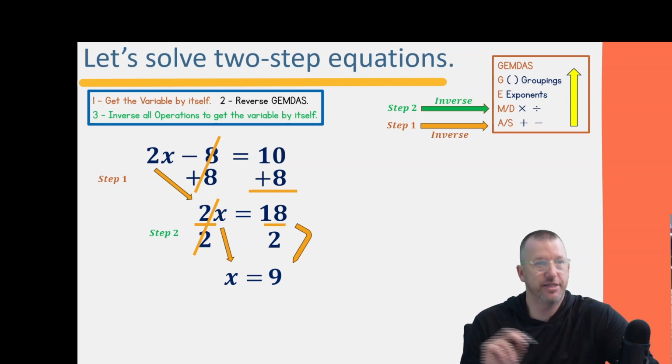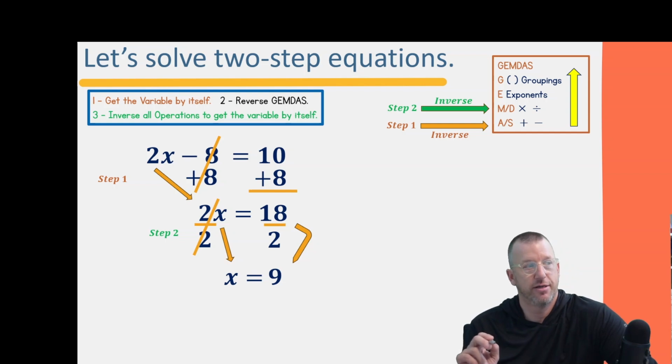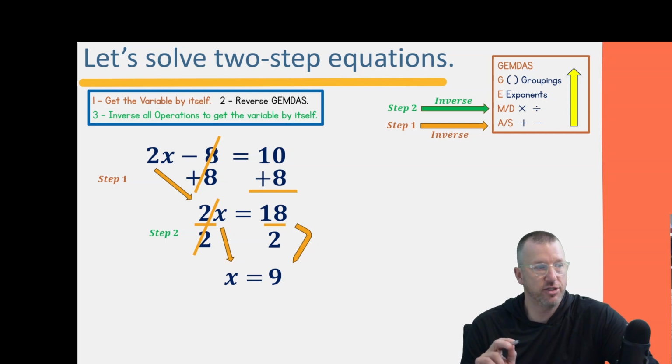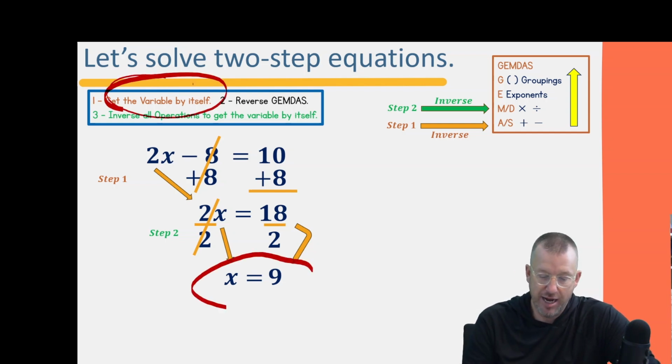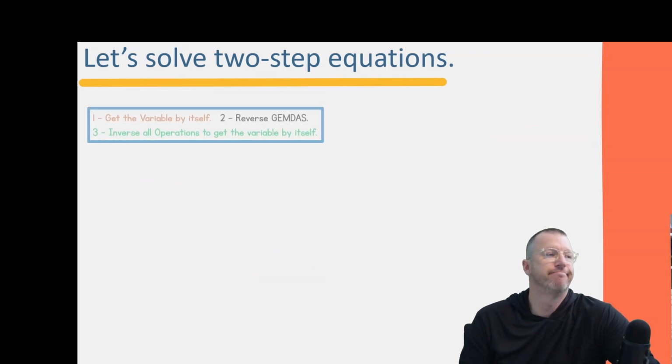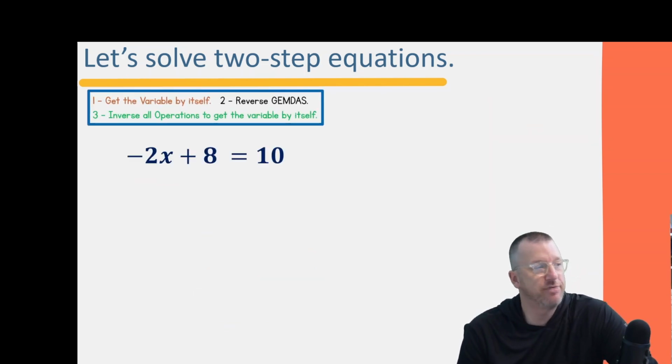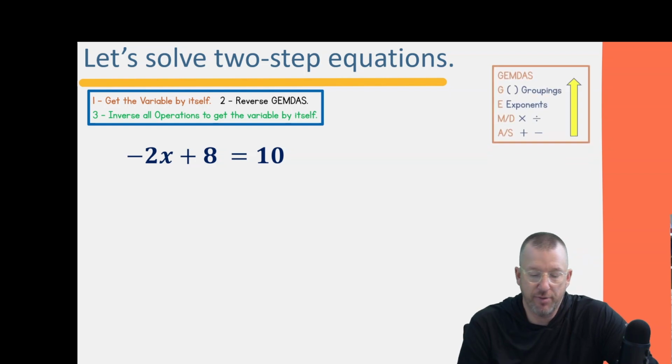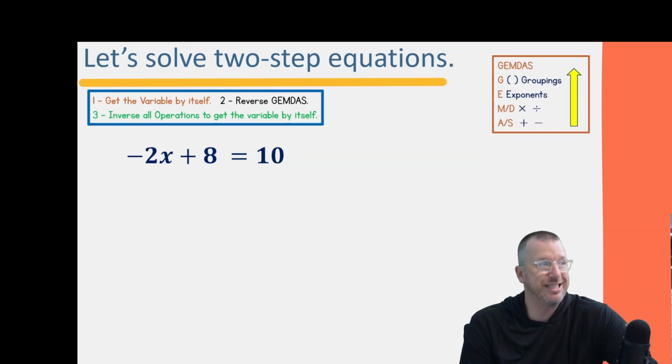One step, addition, subtraction, inverse it, do the math. Step 2, multiplication, division, inverse it, do the math. And we've got the variable by itself. Let's try another one. All right, so let's say we have negative 2x plus 8 equals 10. I just changed some signs around so that you could get a look at this. Remember, we're going to do GEMDAS backwards, and our goal is to get that x by itself.